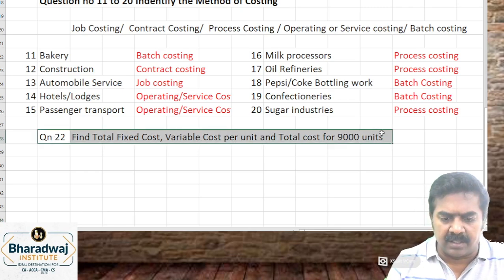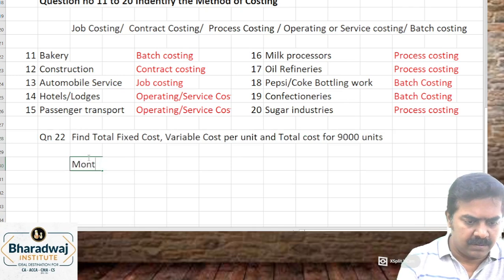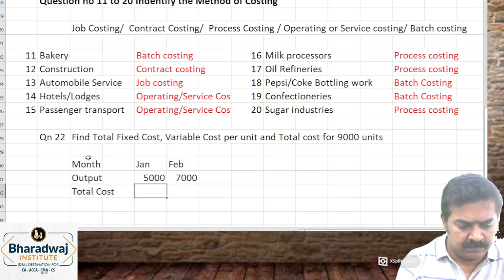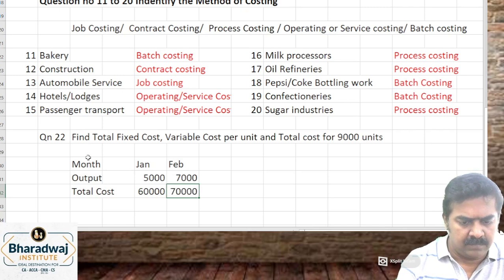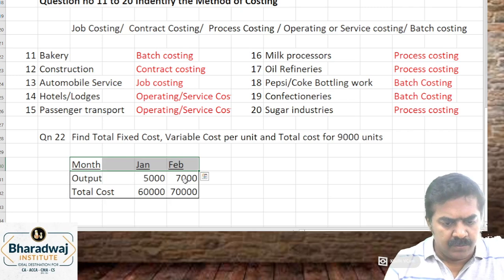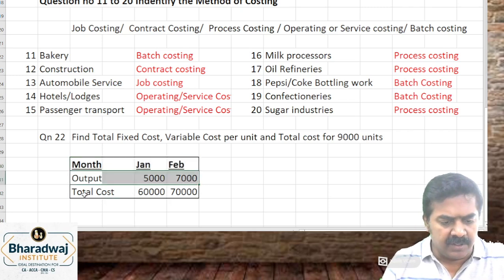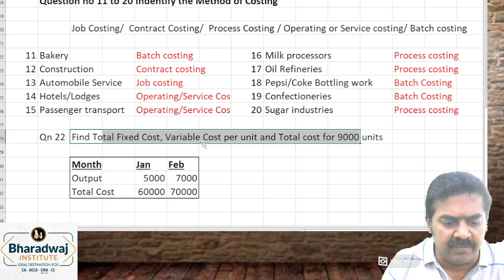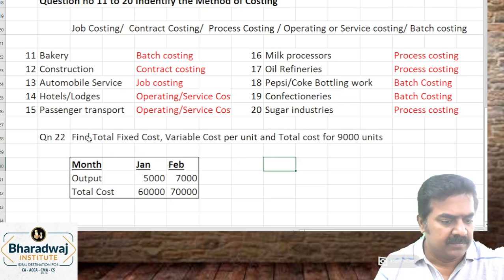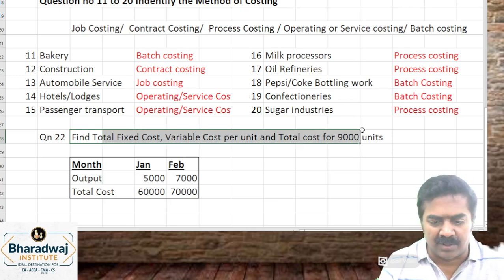Find the variable cost per unit and total cost for 9,000 units. For January and February, they've given output and total cost. They asked you to find the variable cost, fixed cost, and total cost for 9,000 units. They will not ask you all three in one question. They will ask either one of these.